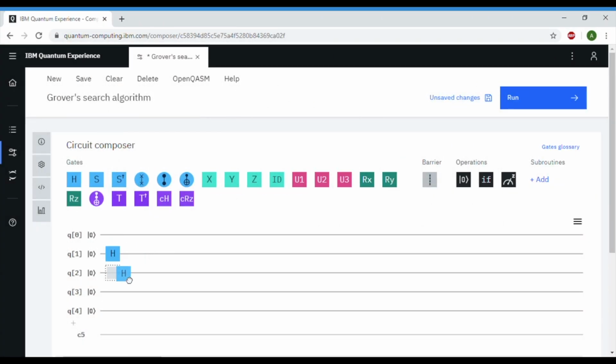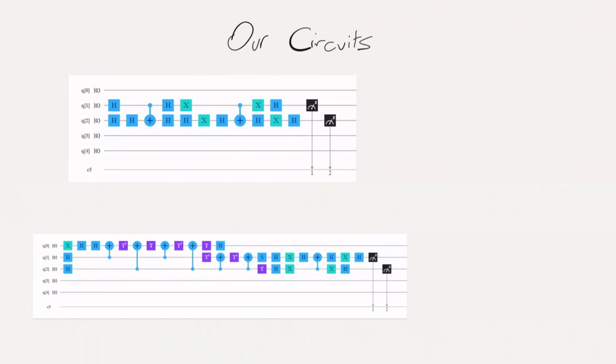First, Grover's algorithm has been implemented using Circuit Composer. As shown, it is simply dragging the gates from the list to the circuit. We have implemented 2 versions. One of them uses 2 qubits at the entrance, 1 and 2, and a simplest oracle function, whereas the other circuit uses 3 qubits at the entrance, 0, 1, and 2, and a Toffoli gate as oracle.